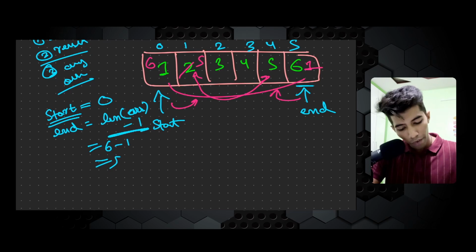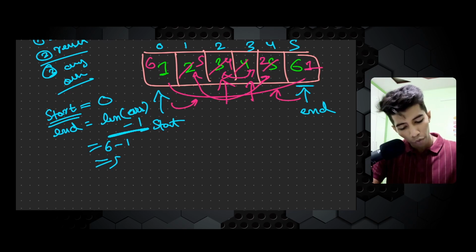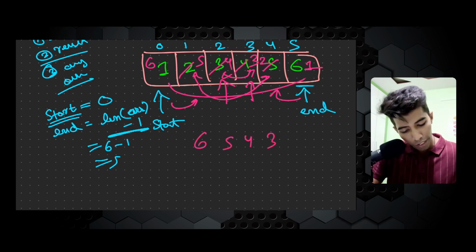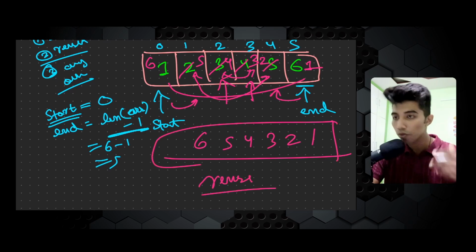So this will become 5 and this will become 2. Then my start and end will move over here, and again I will have to swap. So this will become 4 and this will become 3. So the array which I will get is this, and you all know this is a reverse array.